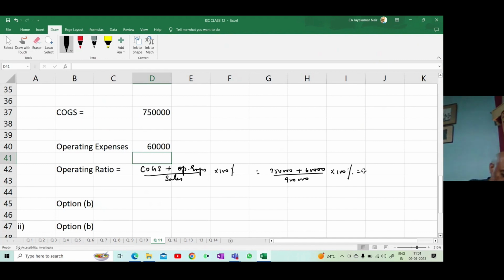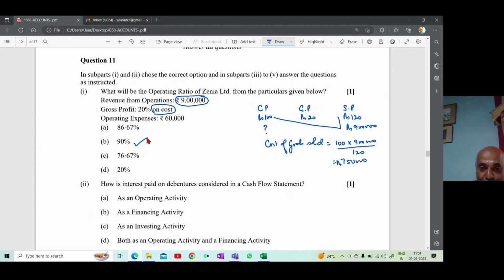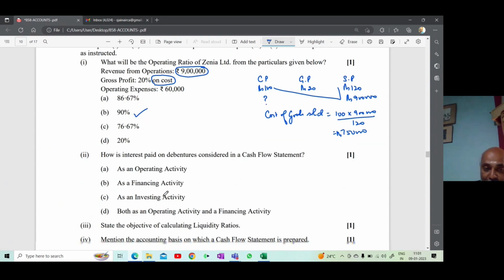So when you solve this, what do you get? 7 lakh 50 plus 60, 8 lakh 10, divided by 9 lakhs into 100% will give you 90%. So the answer is B, 90%. So we have answered this question. Moving on to the next one.